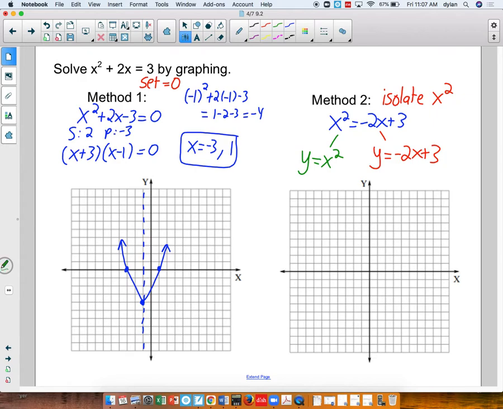So if we first graph y equals x squared, and the only thing with this is we have to be pretty precise. So we have a point at 1, 1, and 2, 4, and 3, 9. And same thing on the other side. So this is our y equals x squared graph.